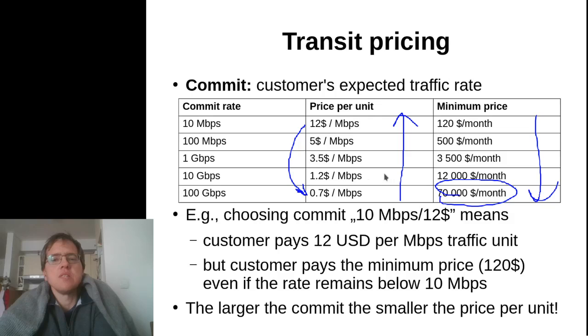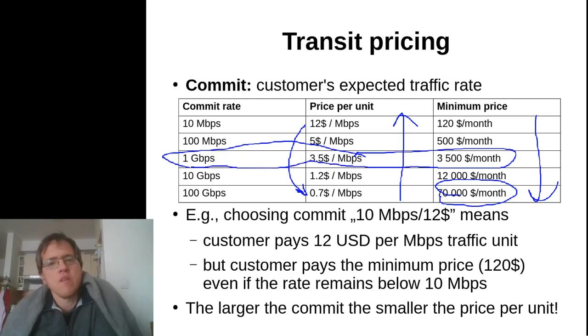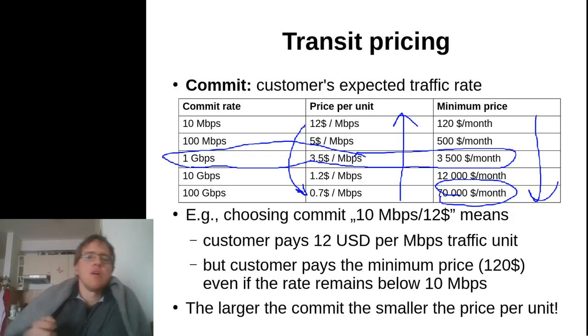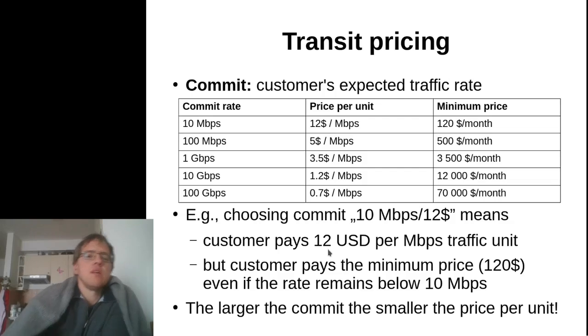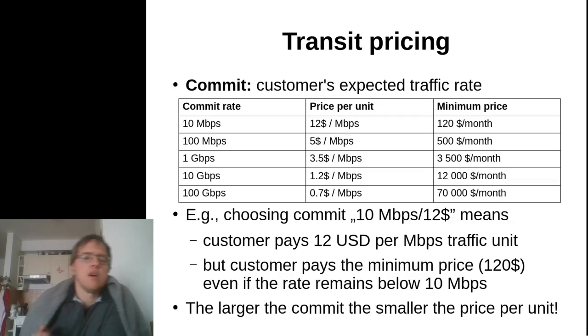So what this progressive pricing regime says is that the customer should find the commit that is sufficiently large to cover its own traffic rate, but large enough to actually get the smallest price per unit that it can have. Whenever the customer chooses the commit of 10 megabit per second, it will get the $12 per megabit per second unit price. But whatever happens, the $120 will be paid by the customer, even if the rate remains below 10 megabit per second, even if the customer does not produce a single packet on this connection. $120 will be charged by the transit provider.